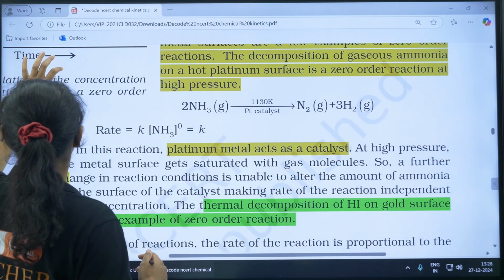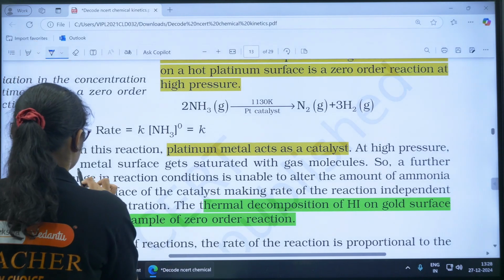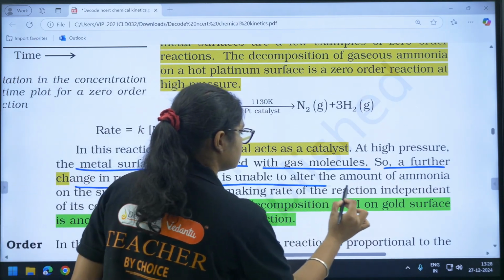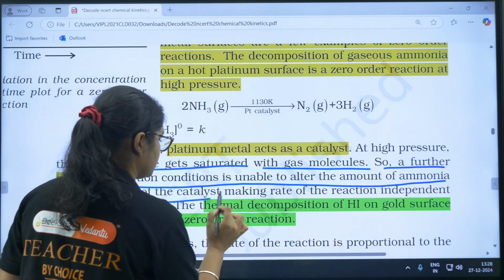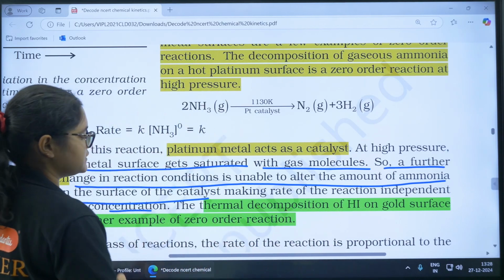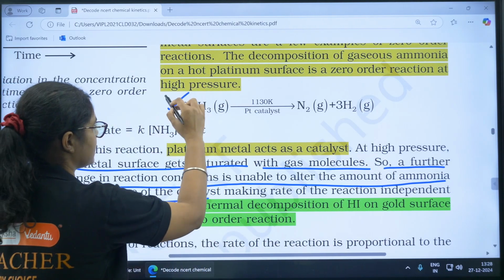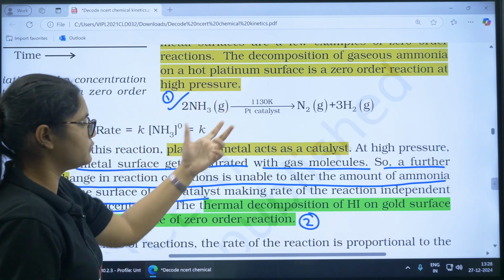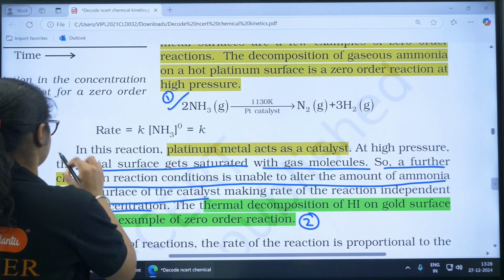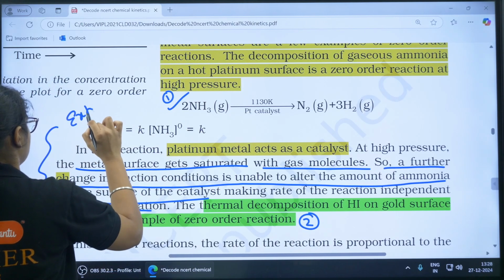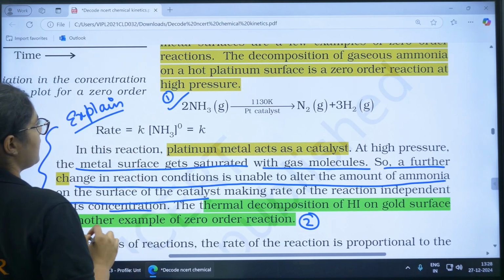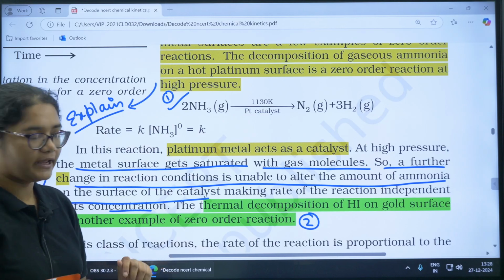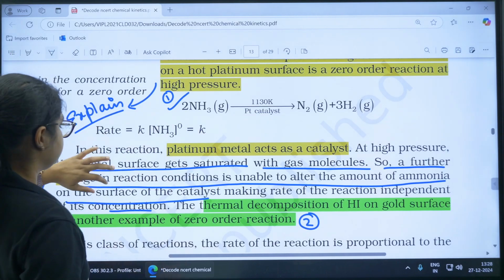Okay, so I can write like this part. Underline this one. This is very important. On the surface of the catalyst, making the rate independent of the concentration. Okay, so one example is this one. This is example number 1 and this is example number 2. So this question can be asked why this particular reaction is zeroth order reaction. So you have to give the explanation here. Okay, so this is what explain. If the question asks like this statement is there and then explain is given to you, then you have to write this as an answer. Clear? Fine.